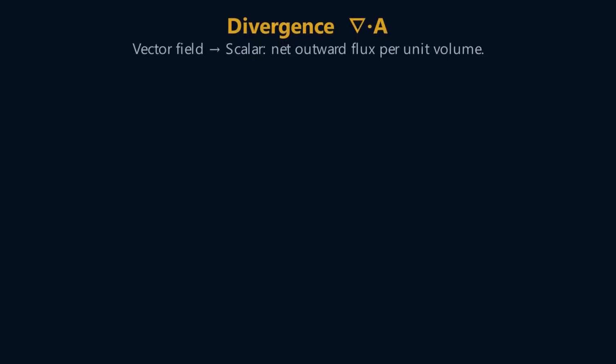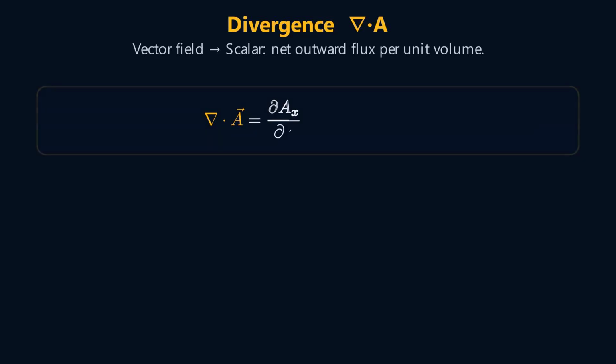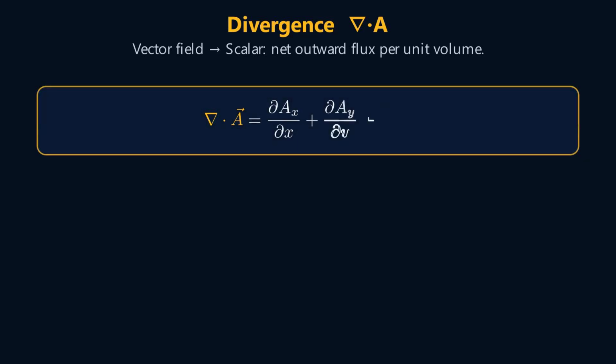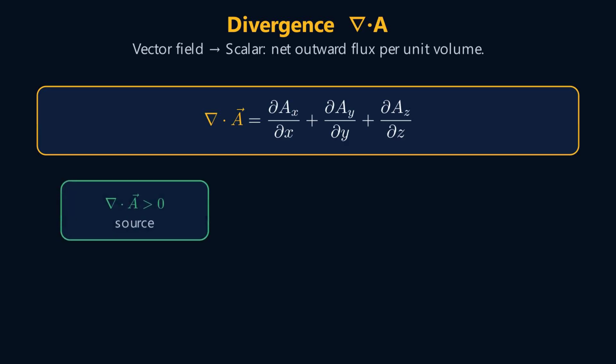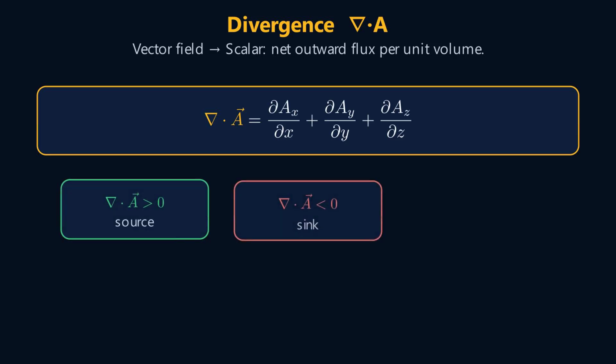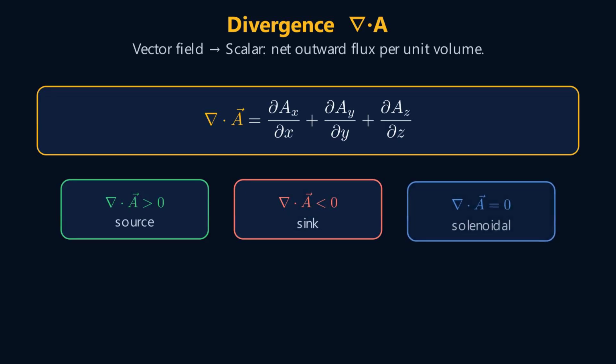The divergence operates on a vector field and produces a scalar. For a vector field A with components A x, A y, A z, the divergence is defined as nabla dot A equals partial A x over partial x plus partial A y over partial y plus partial A z over partial z. Physically, the divergence measures the net outward flux per unit volume from an infinitesimal region.